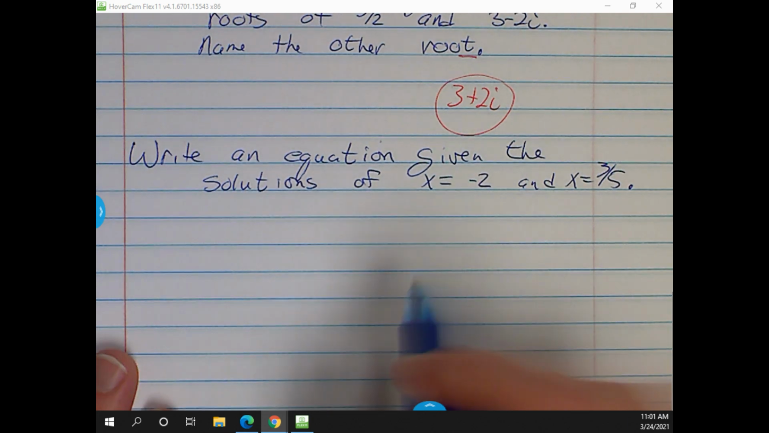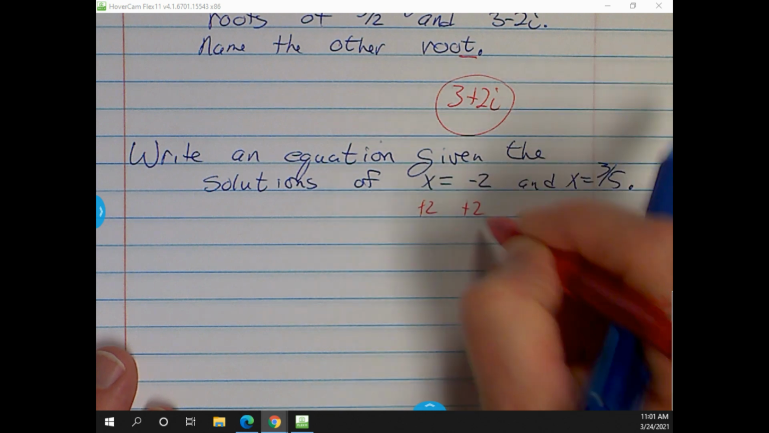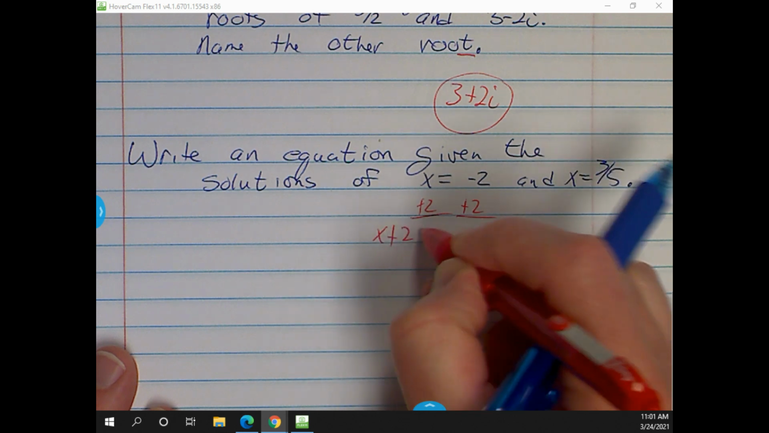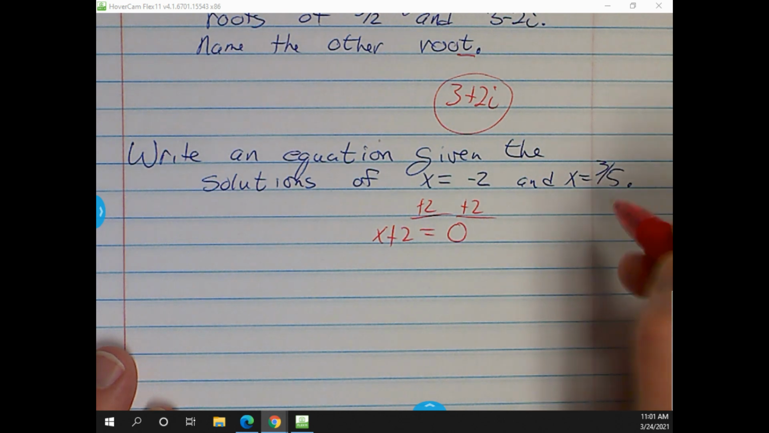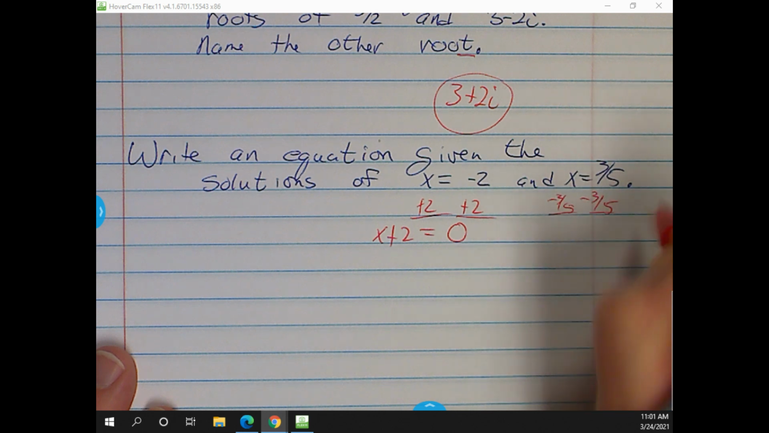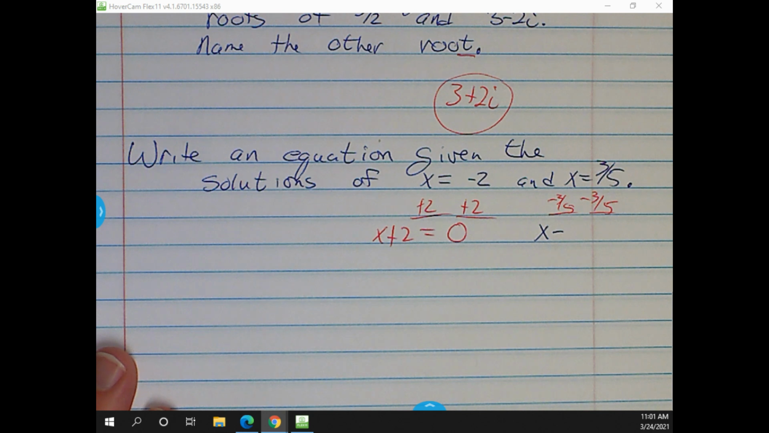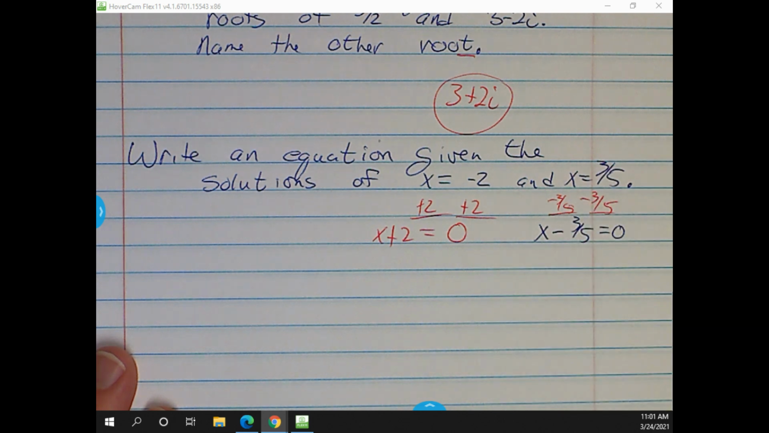So for these, the very first thing we're going to do is we're going to take the solutions we have, and whatever the number is, we're going to do the opposite of that. We're going to move it back over to the other side so that you get something equal to 0. And that's kind of the big catch on these, is that it's got to equal 0. This one was a positive 3/5, so to move it back over, we'd have to subtract 3/5. So that's going to be x minus 3/5 equals 0.